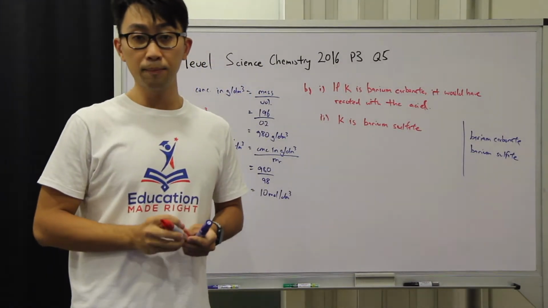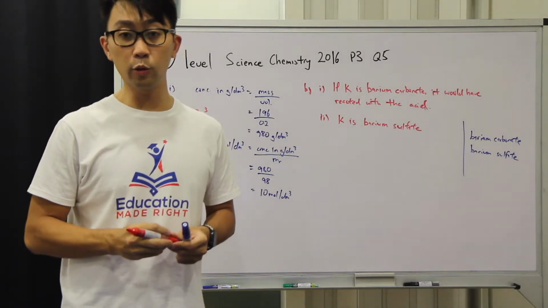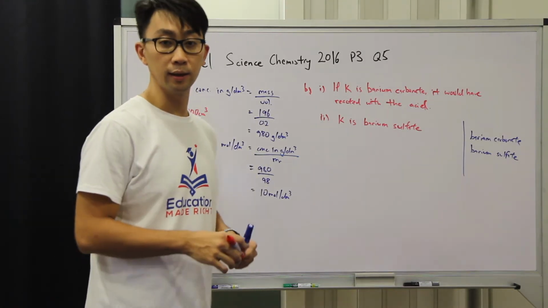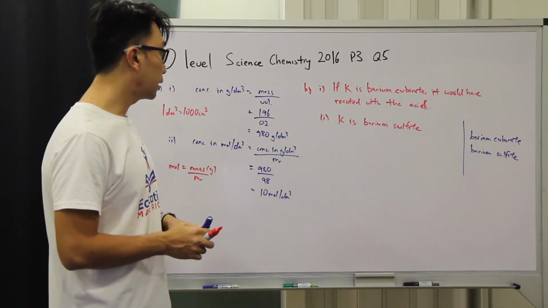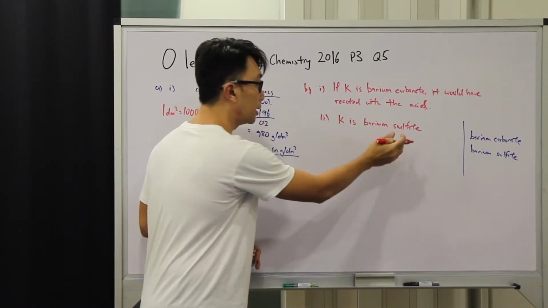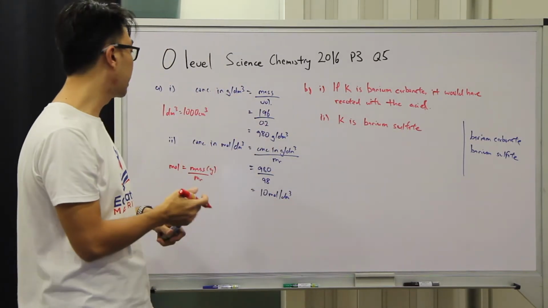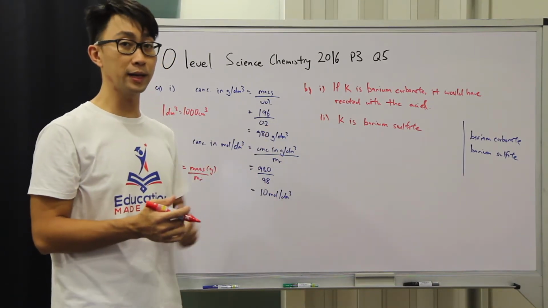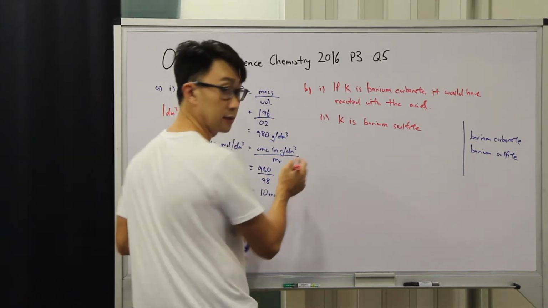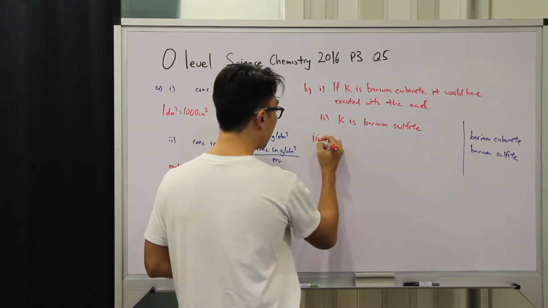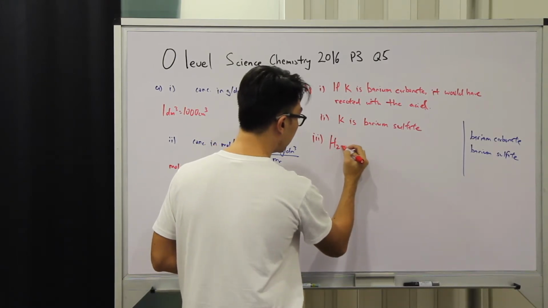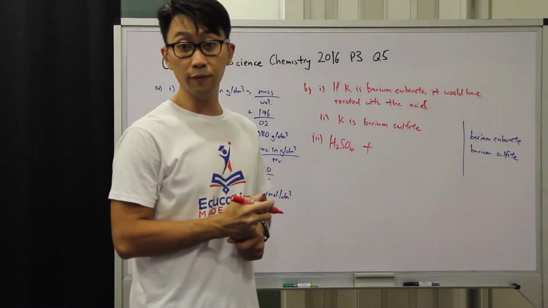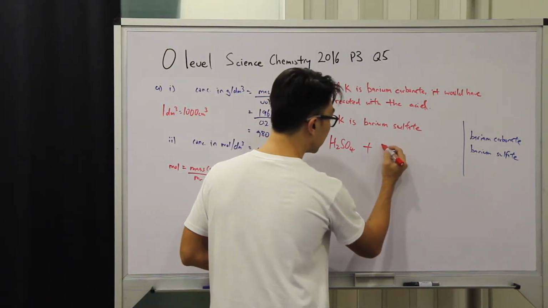Okay, next, part 3. Write a balanced chemical equation including state symbols for the reaction of J with aqueous barium nitrate. Since K is barium sulfate, the sulfate must have come from J, and they mentioned that J is an acid. So an acid with sulfate ion will be sulfuric acid. So let's first write this down. We have sulfuric acid added with barium nitrate.